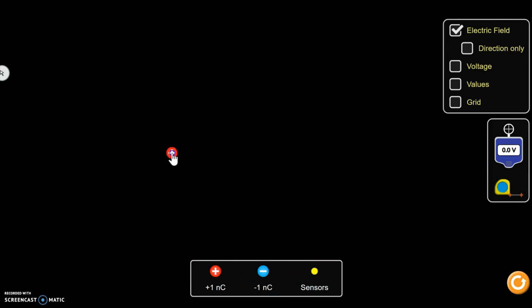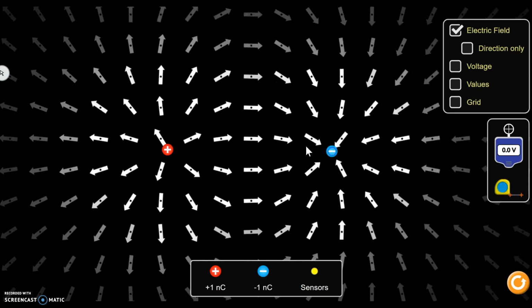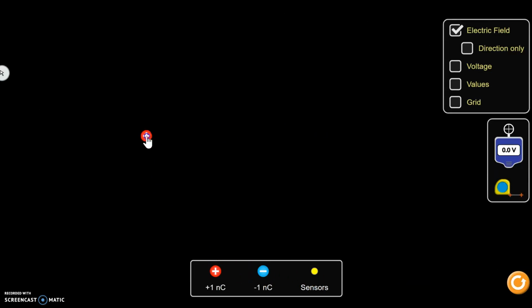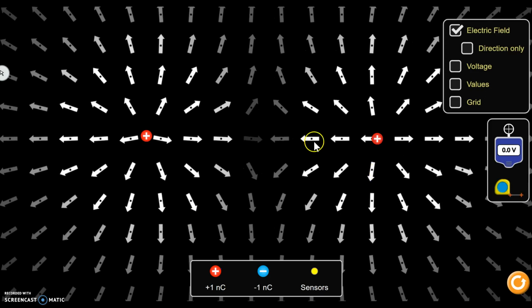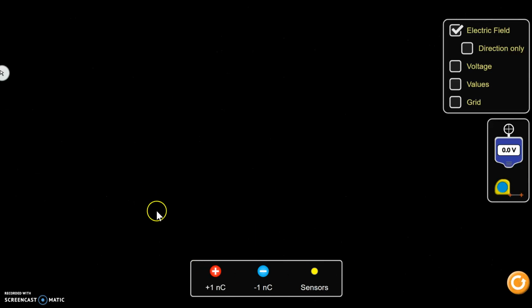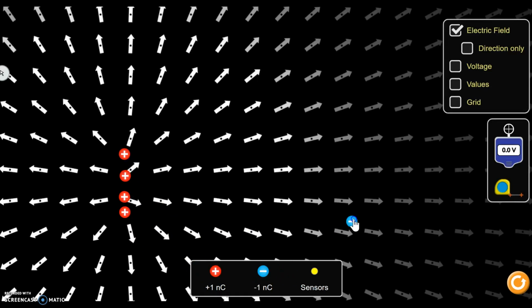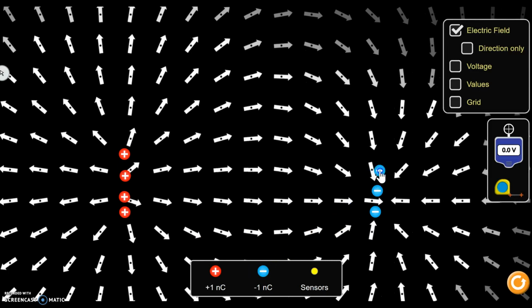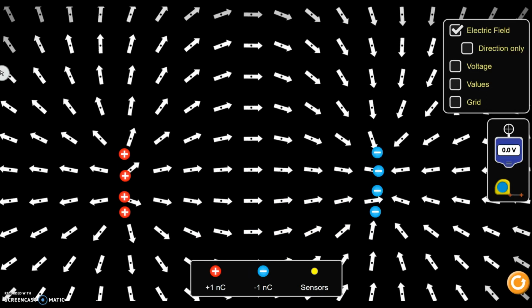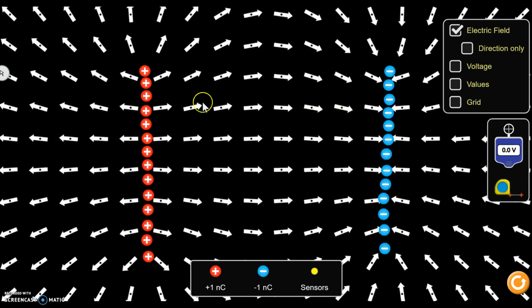If we put one positive here and one negative here, they kind of bend around like we learned. And if we put a positive near another positive, they kind of curve out toward the middle as they approach the middle. But what if I make a whole row of positives and a whole row of negatives? What happens then? If we keep going, the picture looks like this. And we see that in the middle, the arrows point straight across to the right.